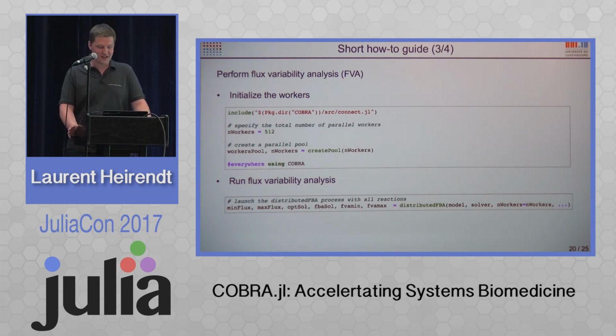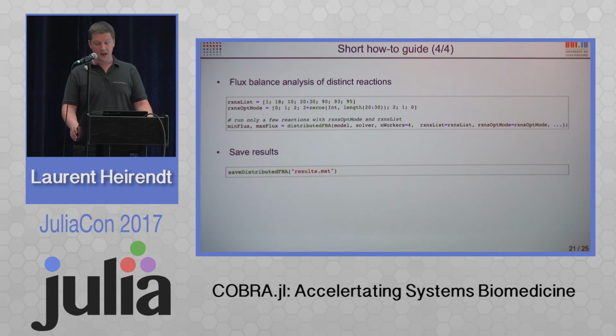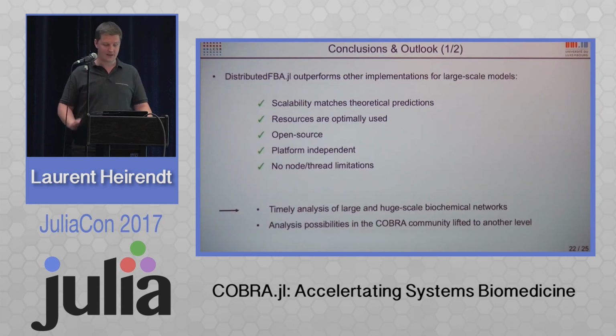And then you're using your Cobra package everywhere you want on each worker. And then you launch distributed FBA. And distributed FBA takes care of distributing your reactions to the various workers according to the strategy you choose. Now, you can also say, well, I'm only interested in that reaction or that reaction. I want to only minimize or maximize and so on. So you can actually give a certain reaction list with an optimization mode. And once you're done, you can actually save the results, the flux vectors, as well as the optimization values as a mat file, which then you can post-process in MATLAB, let's say.